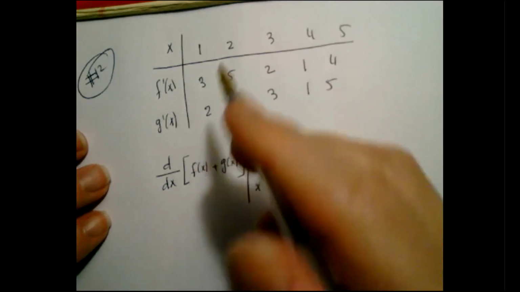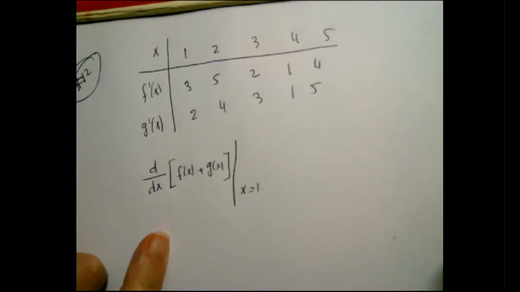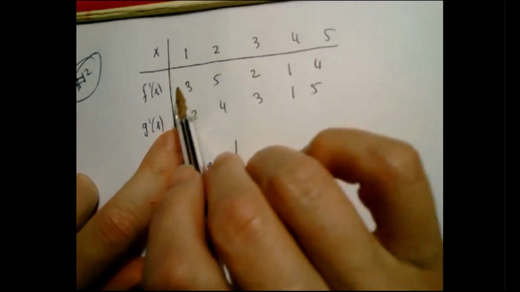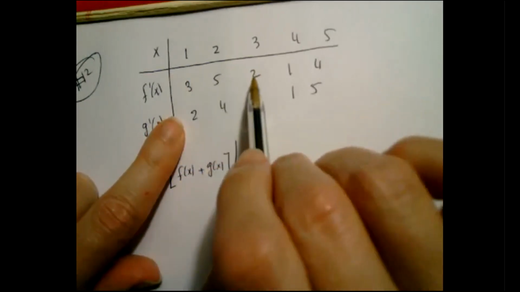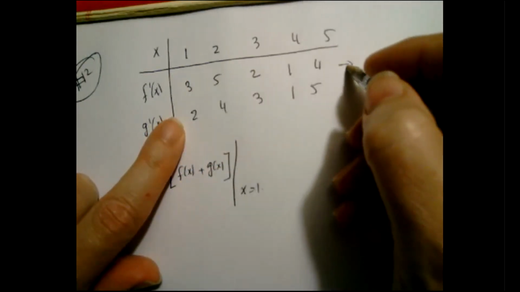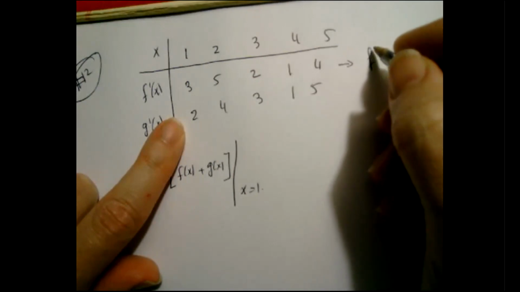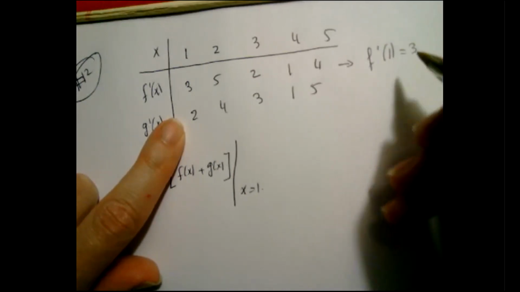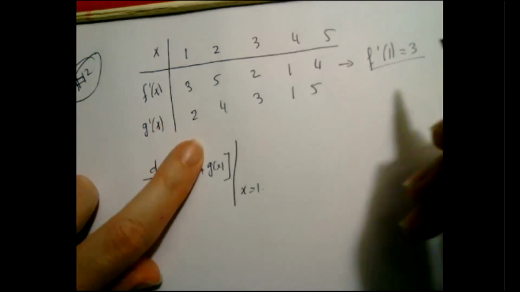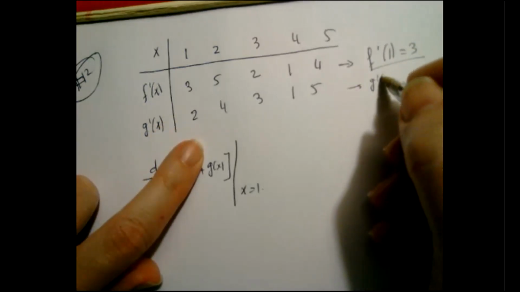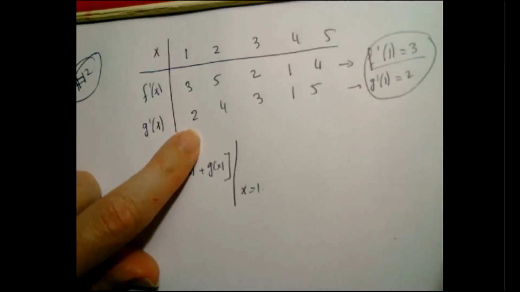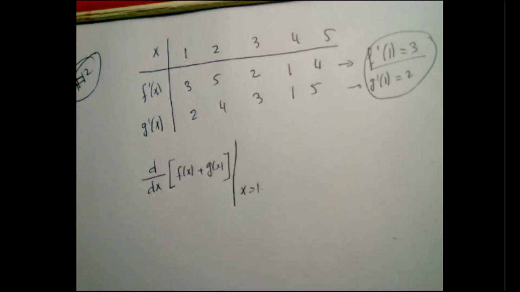First, let us make sure we understand the table here. They did not graph the function. They give us the derivative at some point. So for example, according to this, the derivative of f at 1 is equal to 3. It means the slope is equal to 3. Like in this case, g prime at 1 is equal to 2. It means the slope at 1 is equal to 2. And the question is, find the derivative at x equal to 1.